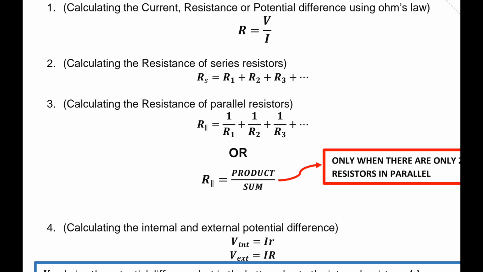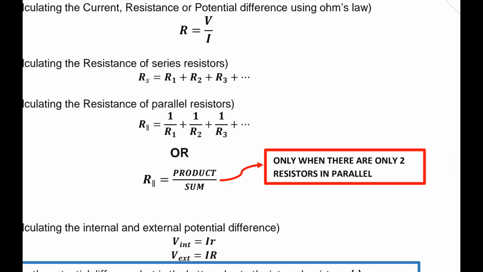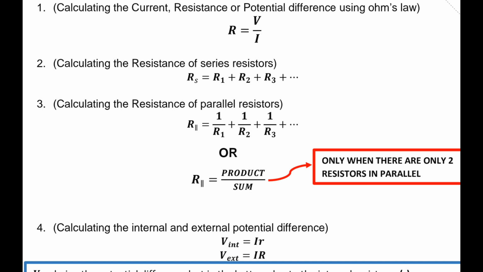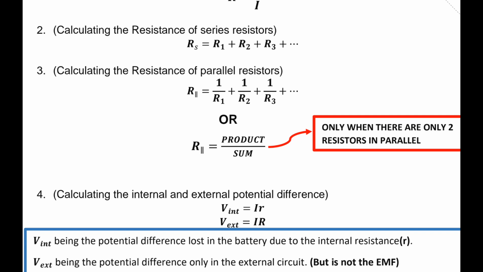R parallel equals 1 over R1 plus 1 over R2 plus 1 over R3 plus so on. This is the formula we're going to use to calculate resistors in parallel. When there are only two resistors in parallel, we use this formula: R parallel equals the product of the resistors divided by the sum of the resistors, let's say R1 times R2 divided by R1 plus R2.